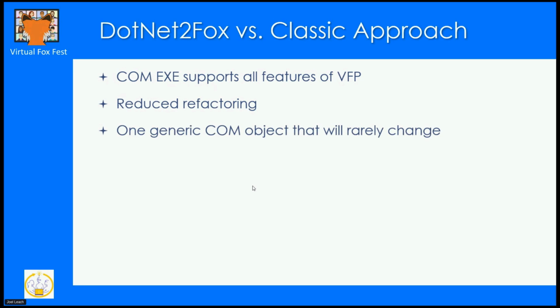DotNet2Fox includes a very simple generic COM object. That's the only piece that's registered, and it's going to rarely change. So this lowers the coupling between the .NET and the VFP apps. And by that, I mean, previously we said, if you have this existing feature in your FoxPro app and you just need to access that, maybe you don't really need to change anything in the FoxPro app. This is going to allow you to do that. And then you would just need to distribute the .NET assemblies, not necessarily the FoxPro pieces.